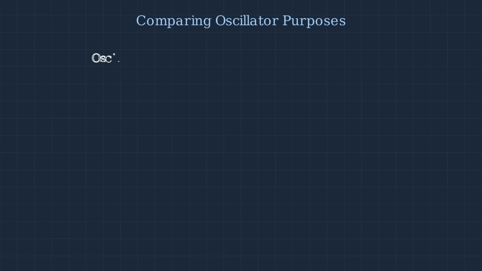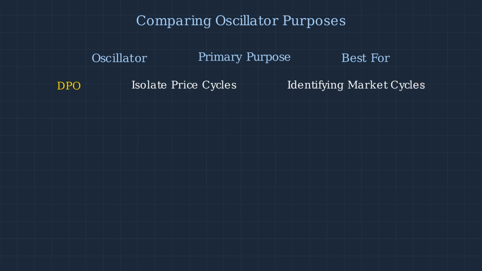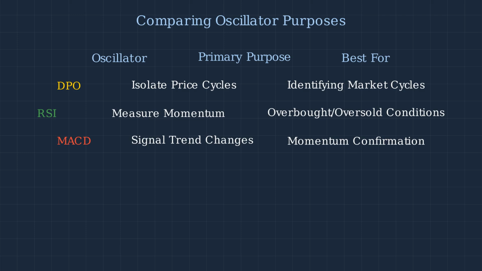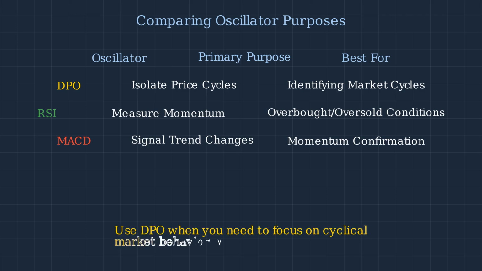When choosing which oscillator to use, it's important to understand their different purposes and strengths. The DPO excels at identifying market cycles and periodicities because it completely removes the trend component. The RSI is better for spotting overbought and oversold conditions based on the speed of price changes. And the MACD helps confirm momentum and signal potential trend changes by comparing moving averages. Unlike momentum indicators, the DPO's value lies in revealing cyclical patterns that might otherwise be hidden by the overall market trend.